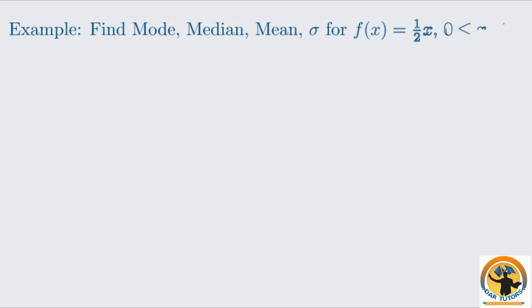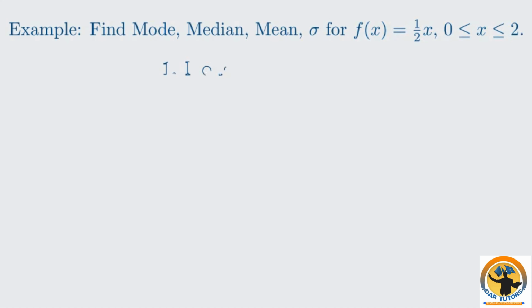Let's put all of these measures into practice with another worked example. We'll find the mode, median, mean, and standard deviation for the distribution f(x) = 1/2 x for x from 0 to 2. The PDF is f(x) = 1/2 x from x = 0 to x = 2. First, let's find the mode.